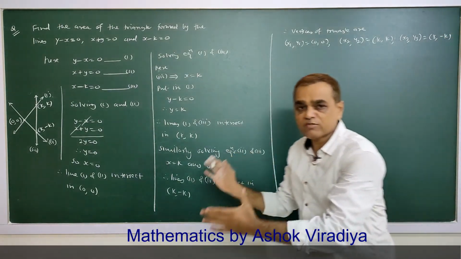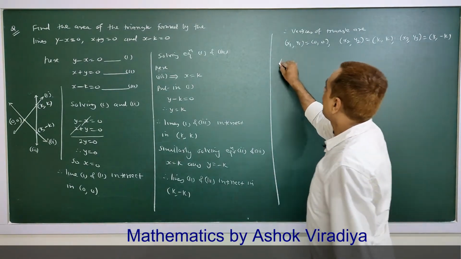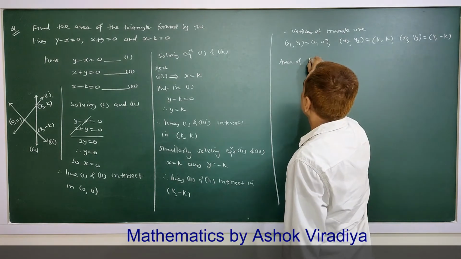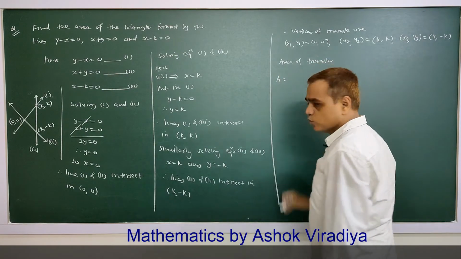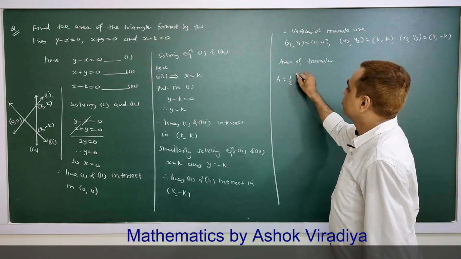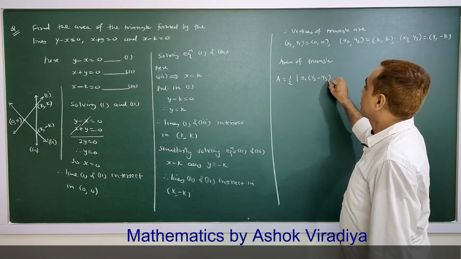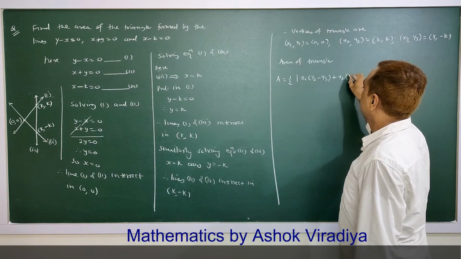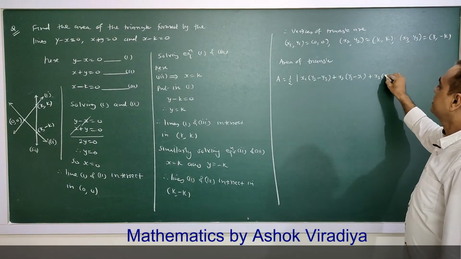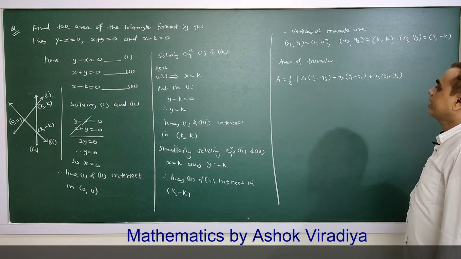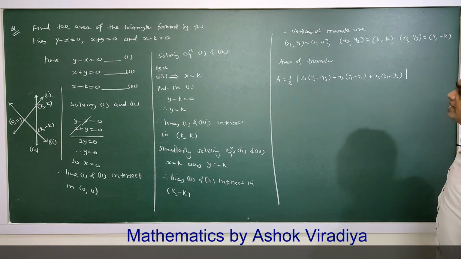We are calling them x1 y1, x2 y2, x3 y3. Now area of triangle. So area of triangle A is equal to, formula is 1 by 2 times modulus x1 into y2 minus y3 plus x2 into y3 minus y1 plus x3 into y1 minus y2, and put this in modulus.